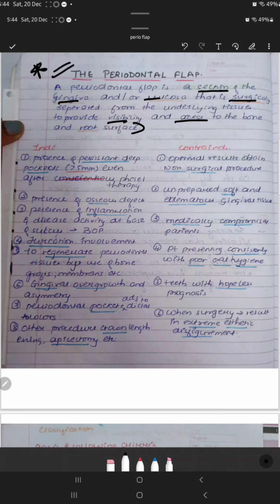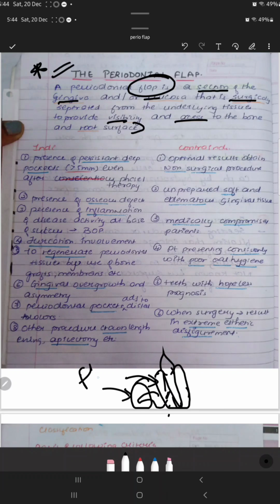So what is periodontal flap? It is a section of the gingiva. So for example, this is the tooth. Around the tooth, it is a section of the gingiva. This is the gingiva that surrounds the tooth. Or the mucosa that is surgically separated. So when we separate this and we raise this flap, this portion is called the flap.